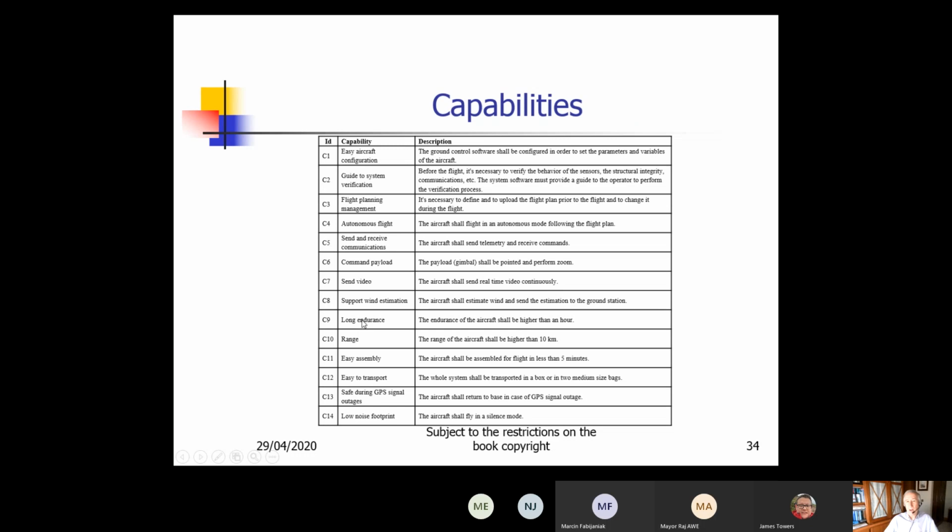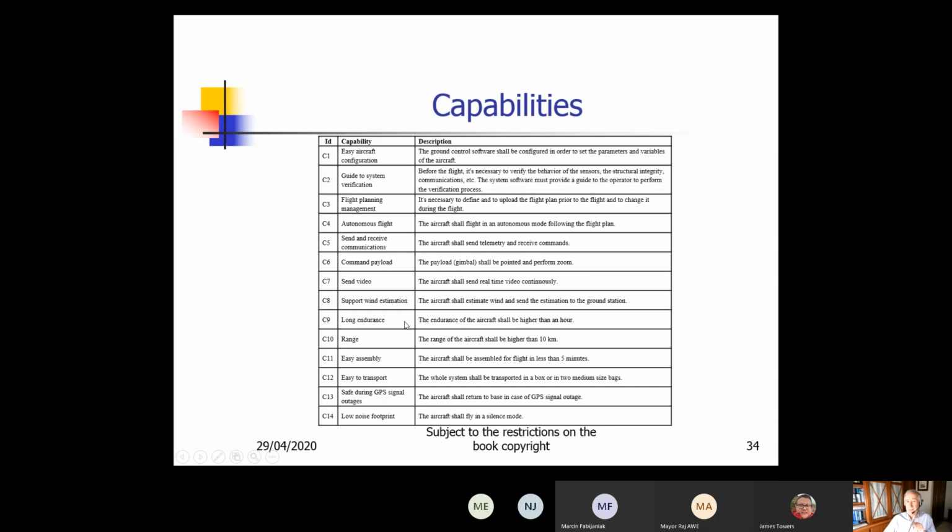This one is very interesting. Long endurance. This is a very complex capability because long endurance has different properties. For example, the wingspan here is 2 meters because if you have a wingspan of 2 meters, the aerodynamic drag is less.